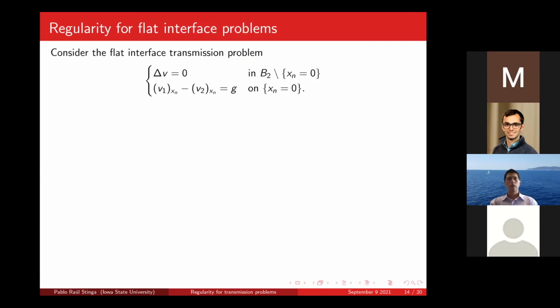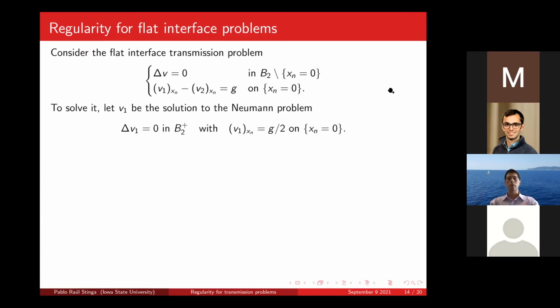Okay, so for that, we need to understand first the flat problems, because if the flat problems don't give us good solutions, then we cannot do anything. So what would be a flat interface transmission problem? A harmonic function in the ball B2, except at xn equals 0. And then the difference of the normal derivatives on xn equals 0 is G, right? So here is a flat interface. Of course, 0 on the boundary of B2.